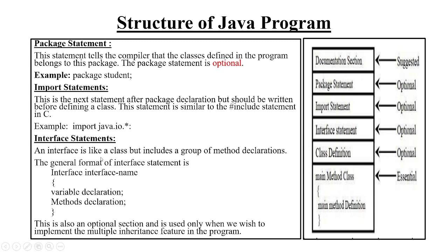Next comes the interface statement. An interface is just like a class where it contains a group of method declarations. The general format of this interface is, first we have a keyword called interface, and then the interface name. Within the curly braces, we are going to have the variable declarations and method declarations. And of course, this is an optional section and is used only when we wish to implement the multiple inheritance feature in the program.